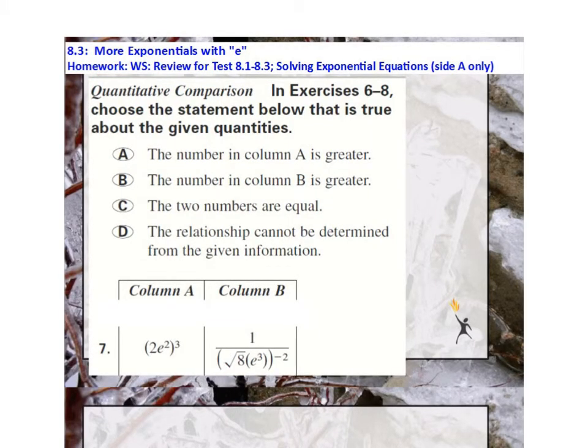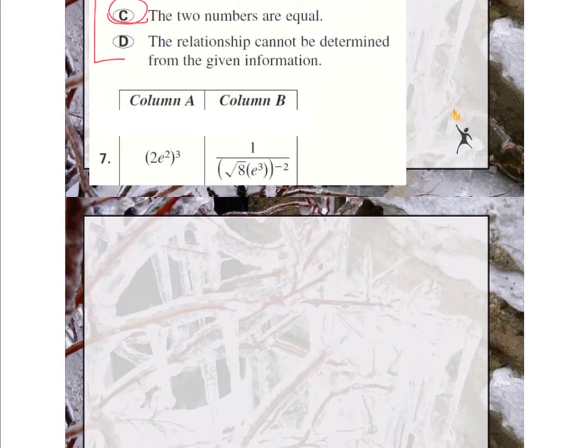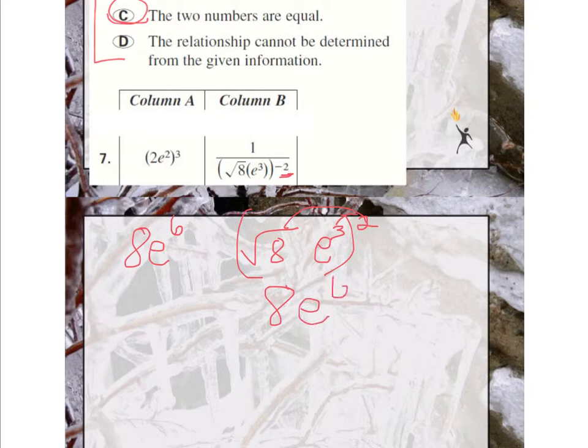Okay, so the same answer choices up here apply for 7. The answer is C. If I go to simplify both columns, 2 to the third is 8, and then e to the 6. Now on the right-hand side, this negative exponent is going to move the entire term to the numerator. The squared goes to both pieces, so the square root of 8 squared is 8. Multiply those exponents and we have equal terms.